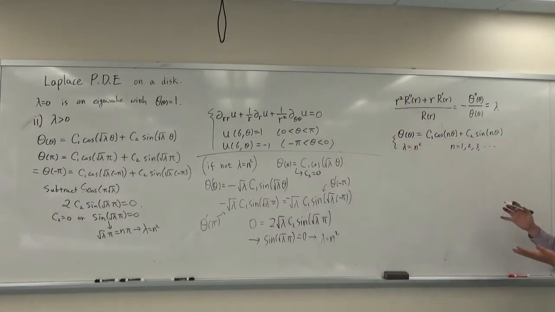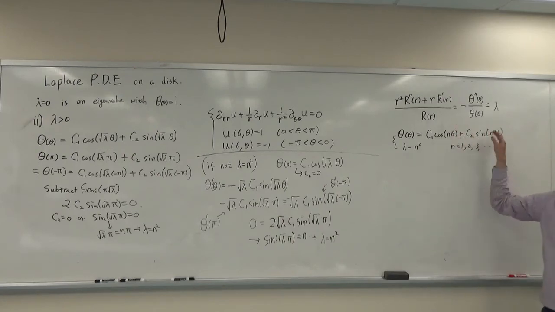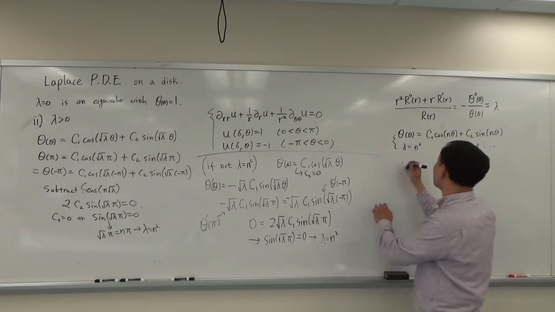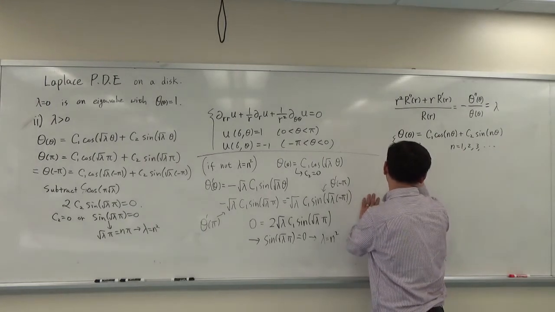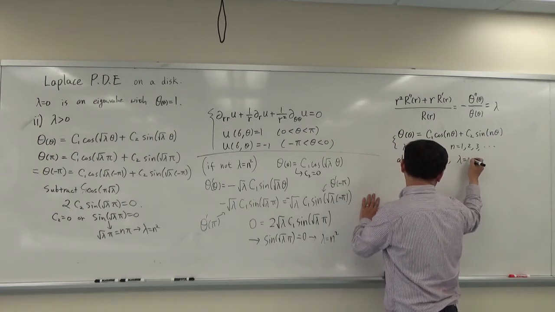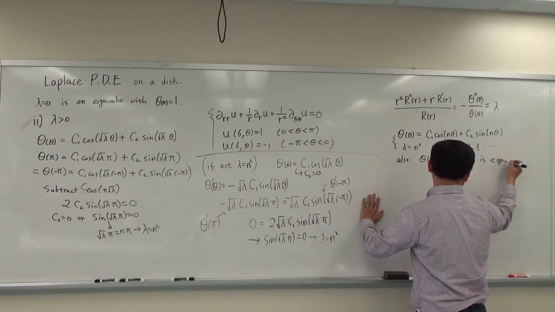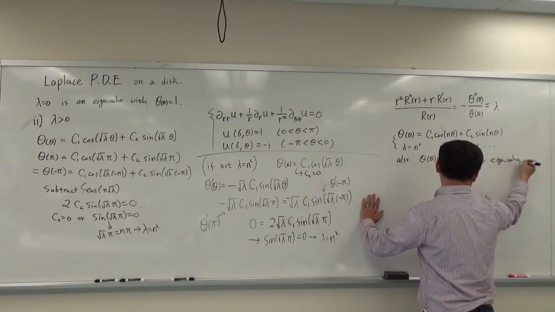And here I really can't take one representative. I may be able to choose one of them, but it's not a good idea. If you see, these are not multiples of each other because you have 2 degrees of freedom. So I'll just leave it like that. Although I don't like the coefficients, I don't have any choice. And also, theta of theta being 1 with lambda equal to 0 is an eigenvalue, an eigenfunction. Okay?